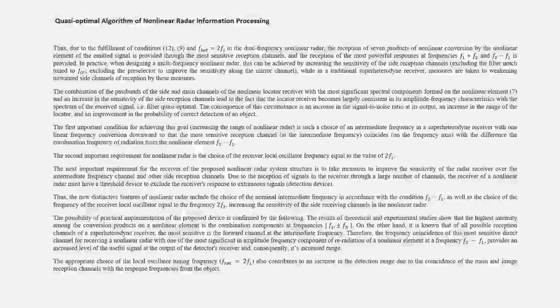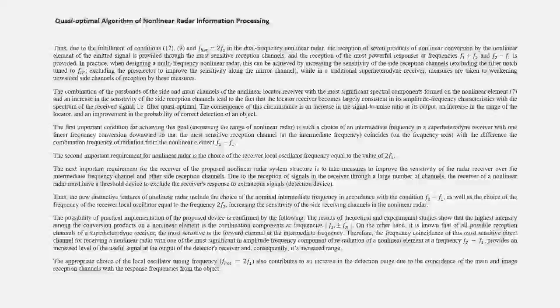Thus, due to the fulfillment of conditions 12 and 9, and also when the heterodyne frequency equals 2f1, in the dual frequency nonlinear locator, the reception of products of nonlinear conversion by the nonlinear element of the emitted signal is provided through the most sensitive reception channels, and the reception of the most powerful responses at frequencies f1 plus f2 and f2 minus f1 is provided.